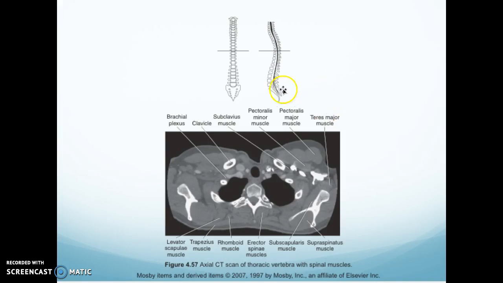Okay, so anteriorly, if we start here, this is the subclavius muscle. Then you have your pectoralis minor and pectoralis major on top. Your teres minor muscle, your supraspinatus muscle with your subscapularis muscle there, and your erector spinae muscle, rhomboid, and your trapezius is running along here, and your levator is right there.